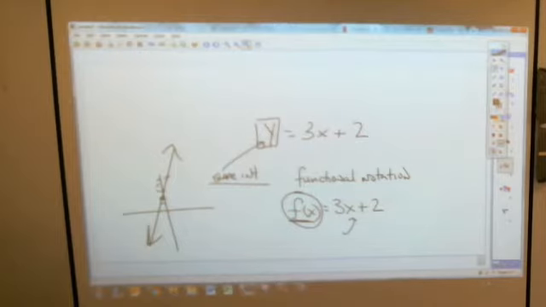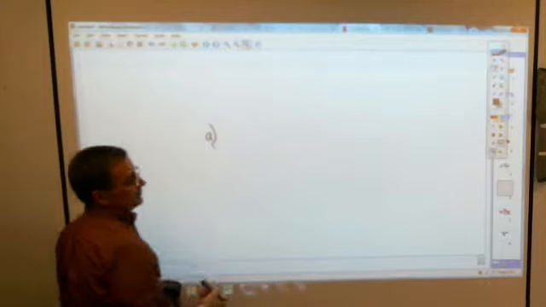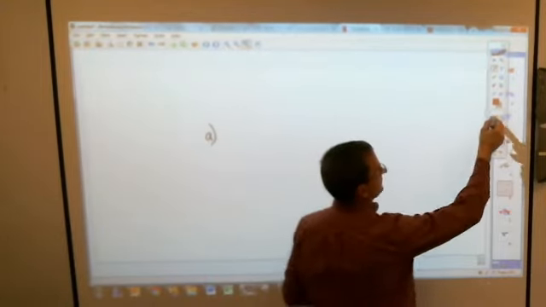Page 149, looking at the practice there. Practice A says, give the domain and the range of the relation. How would you do that? Well, this is all it would be. Again, don't overthink this. People just get confused in all the words.